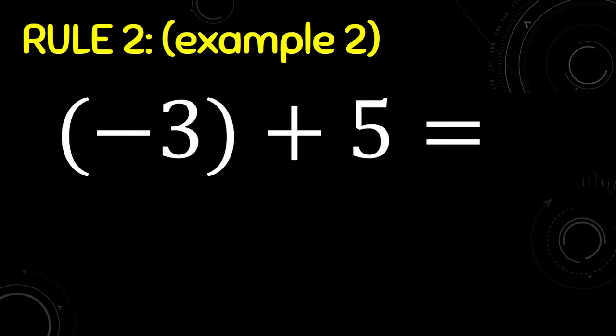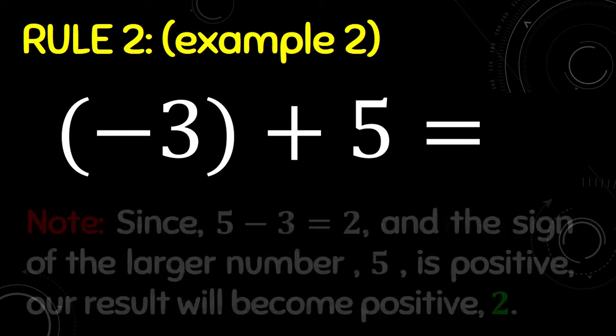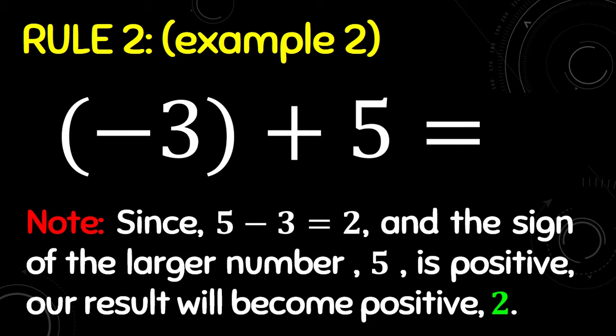Example number 2, in this case, we have here negative 3 plus positive 5. Again, we do the subtraction, and that is 5 minus 3, it is equal to 2. Yet the larger number here is 5, and the sign of 5 is positive. So our result should also be positive, and that is positive 2.